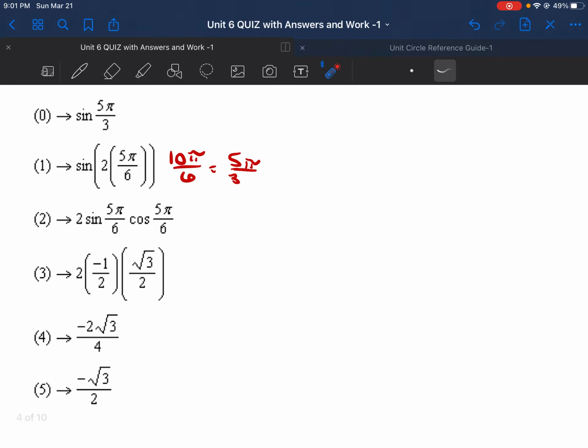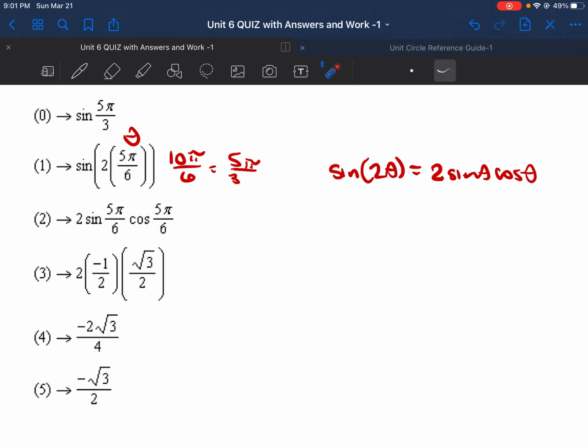Continuing with the formula here, notice this is a double angle for sine. And sine of a double angle, sine of 2 theta, is going to be 2 sine theta cosine theta. And theta, of course, in this case, is going to be this 5 pi over 6. That's the angle that's getting doubled, right? So did they apply the formula correctly? Well, it looks pretty good to me.